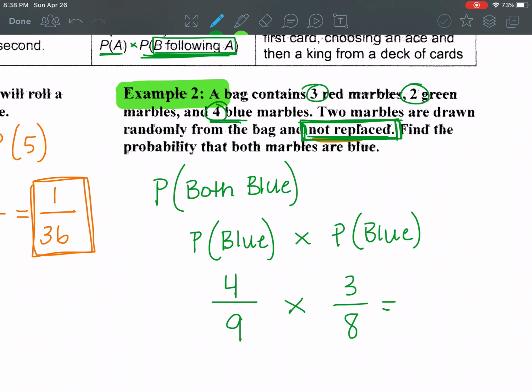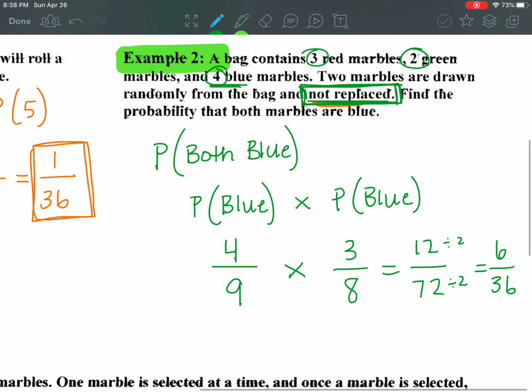Now again, with multiplying, we just multiply straight across. 4 times 3 is 12. 9 times 8 is 72. Now both of these are even, so I know that we can simplify it. And I think 12 actually goes into 72, 6 times, I'm pretty sure. Let's say we divide them both by 2. Just doing this in my head. So we'd have 6 over 36. Yep. And then 6 and 36 can both be divided by 6. So we will get 1 over 6 as our final probability.